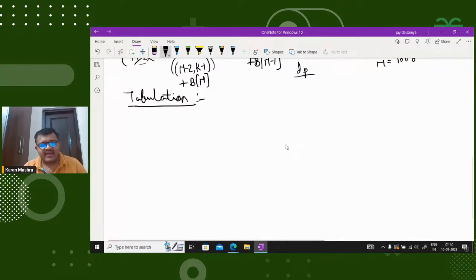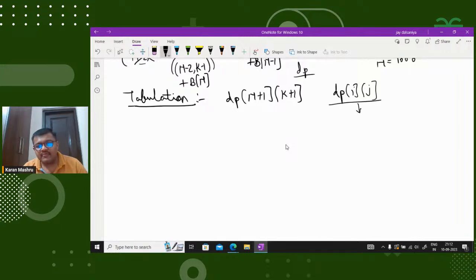So I can take a dp table of n plus 1 and k plus 1 size, where dp of i j will denote the maximum sum of beauty which we can achieve if we are plucking j flowers from the first i flowers, considering the rule in mind that we cannot pluck two consecutive flowers. Okay, so dp of i j will denote that.